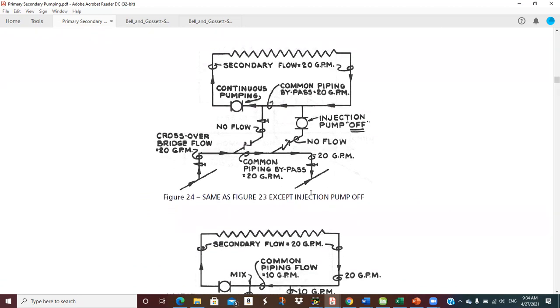So here's the similar system, but now this is with the pump off. It's exactly the same. With the injection pump off, we have no flow through these risers. And so all of this 20 GPM just bypasses, goes back to the primary return, and we're simply pumping water around in a circle in the secondary.